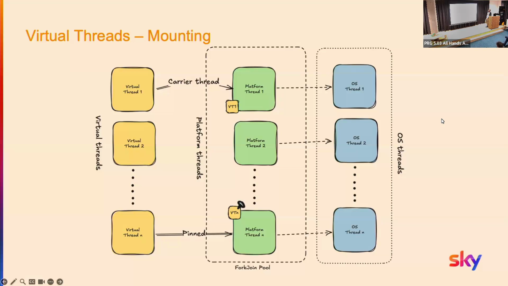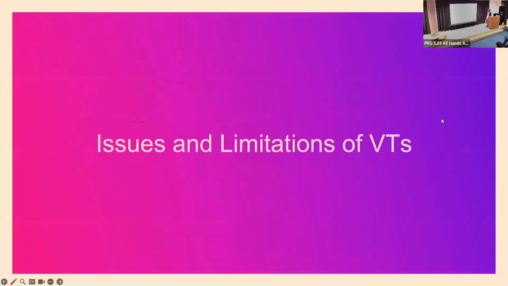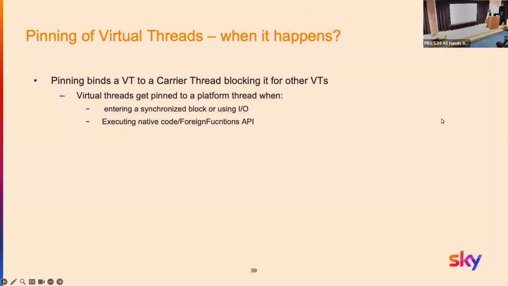And then there's also the pinning. Pinning is a horrible thing that is a current limitation of virtual threads. So now that we know how the threads actually work, we should check the way they are broken. Pinning happens when a piece of code inside a virtual thread enters a synchronized block and does something blocking.